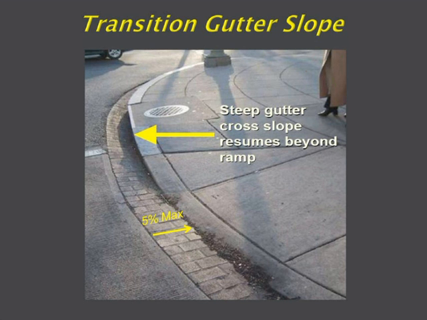We talked a little bit about counter slopes earlier, 5% maximum. One thing to be aware of is, in order to get that 5% maximum at the bottom of the ramp, you may have to do some transitioning of the gutter pan on either side of the ramp. I know in our standards here in Michigan, the standard gutter slope is actually steeper than 5%. So be aware that you may have to do some work on either side of the ramp as well.